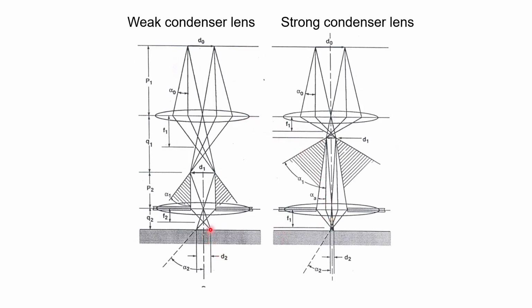Here you can see that the probe size is much higher compared to case 2. So you can say from these two diagrams that with the strong condenser lens, the probe size will be much smaller. When the probe size is smaller, the resolution will be high, so with a high condenser lens strength the resolution is better compared to the weak condenser lens.